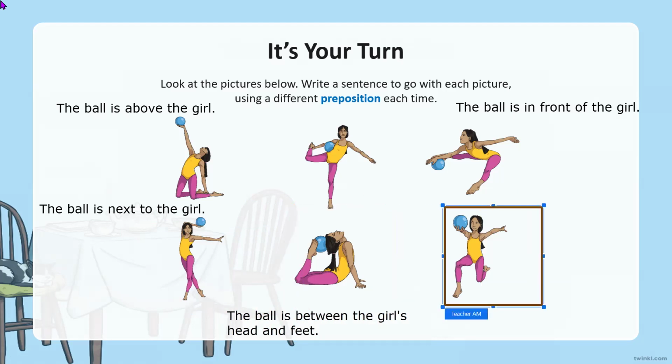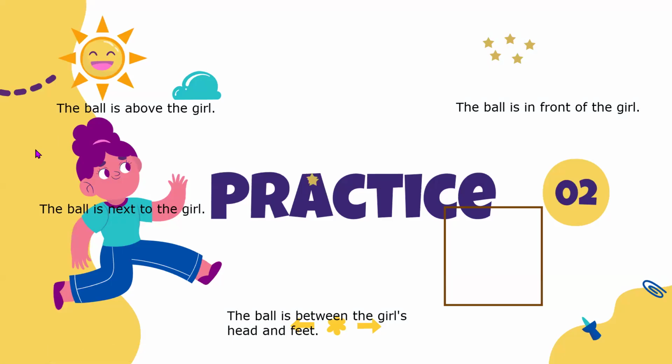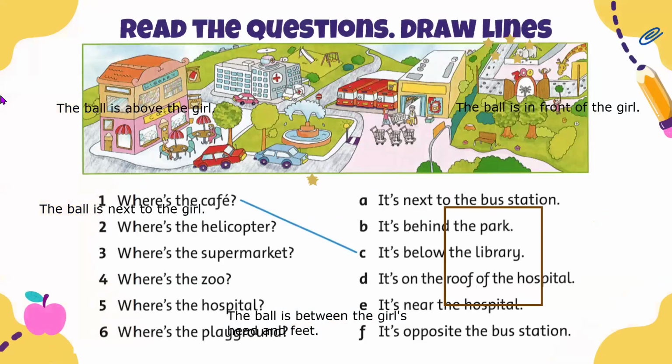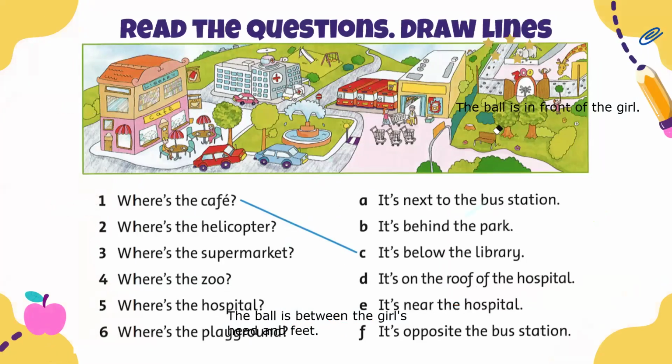Where is the ball? The ball is on her hands. Very good. Well done, Dolin. Okay, so for this, you've got 1, 2, 3, 4, 5 stars. Nice. Okay, now let's look at this one. I want you to look and practice. Read the questions and draw lines. There is one example here. Where's the cafe? It's below the library.